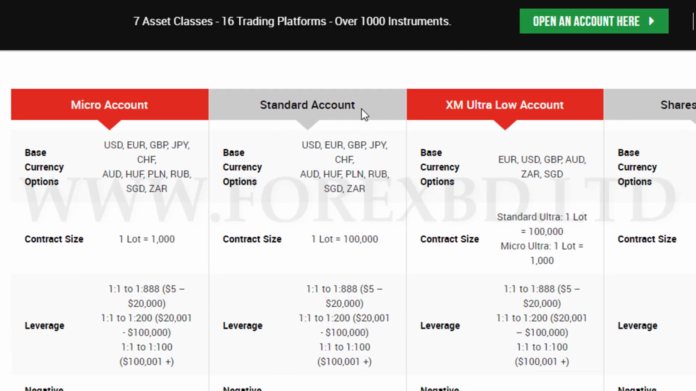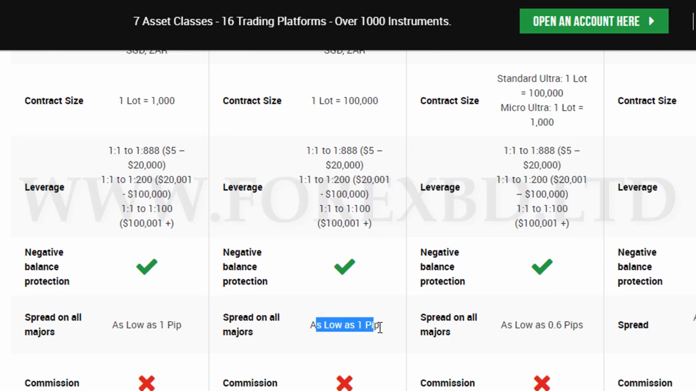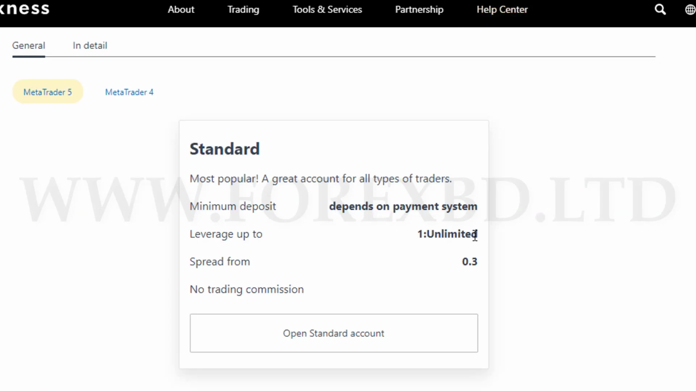Now we will discuss the standard account. Many brokers have a standard account. Most brokers have a spread of 1 pip here. For example, 1 pip spread in XM broker house and 0.3 pips spread in XNext broker house. The deposit amount varies with the broker and you don't have to pay much fee and commission here, and more leverage can be taken. In other words, different brokers offer more leverage on this account.